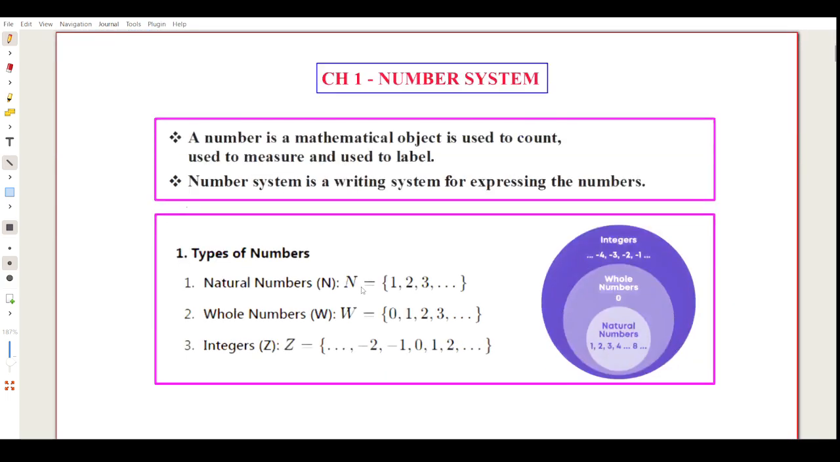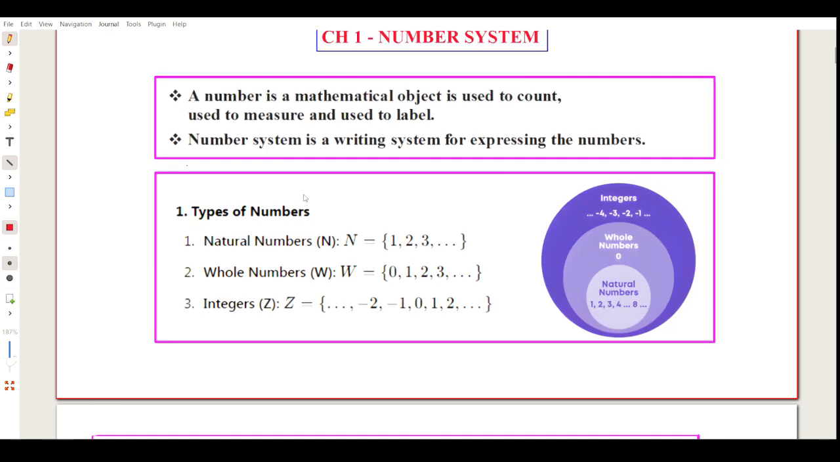Now, what is number system? Before understanding what is number system, what is a number? If anybody asks what is a number, you can always say a number is a mathematical object used to count, to measure and label. So what is number system? A number system is a writing system to express the numbers. The way of expressing the numbers is called number system.